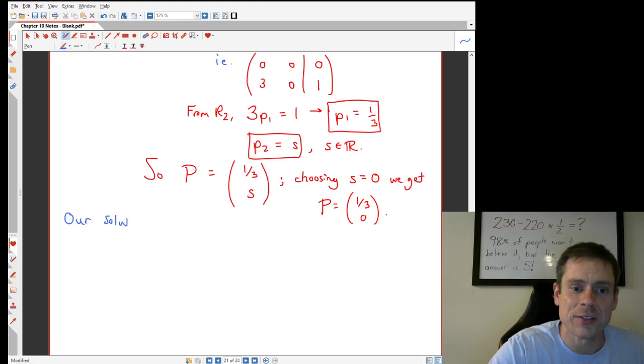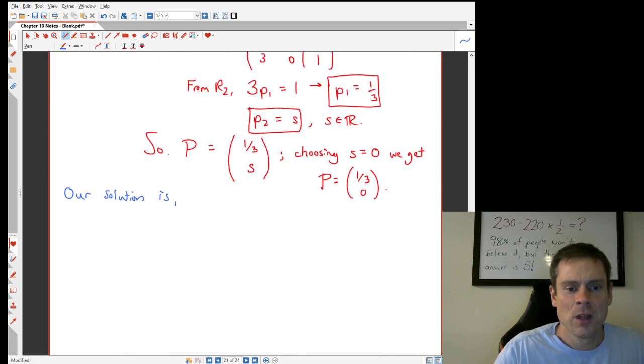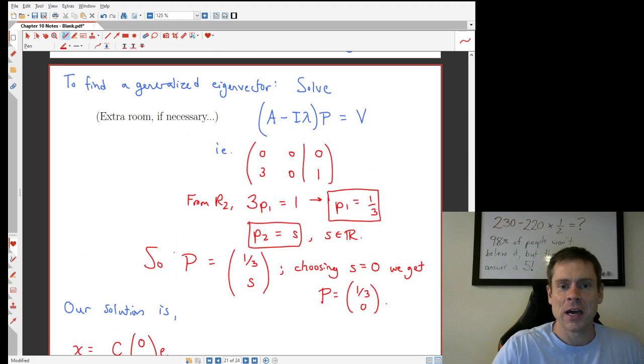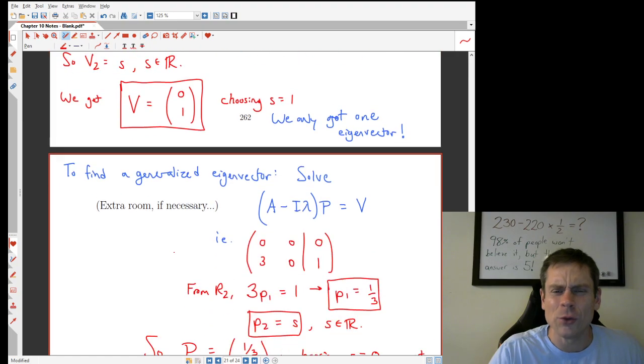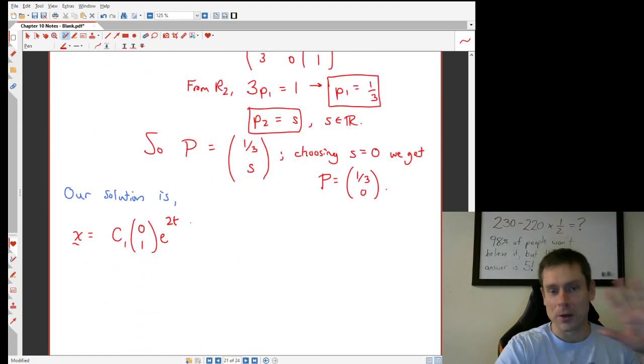Our solution is, I forget, were we X or Y here? X. Our solution is X equals, let's write down the first. So X is equal to C1, V1, and V1 was 0, 1, times e to the lambda, and the lambda was 2, so e to the 2t. This is the first part of our solution.